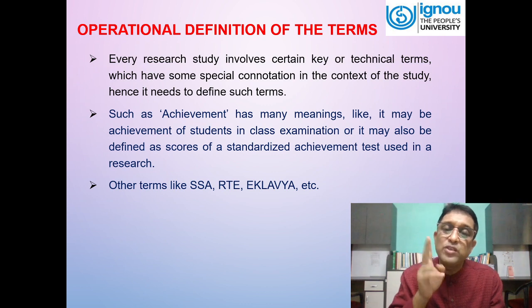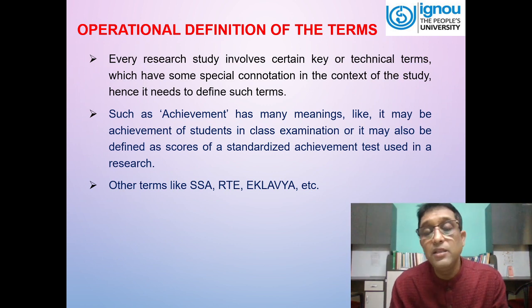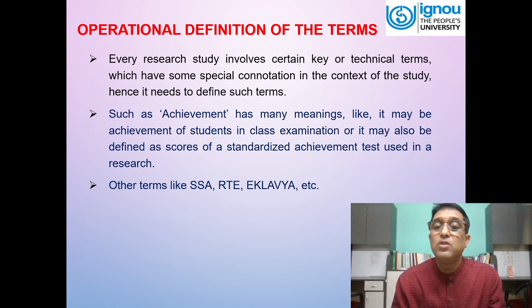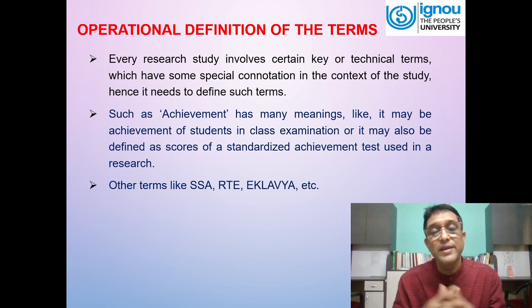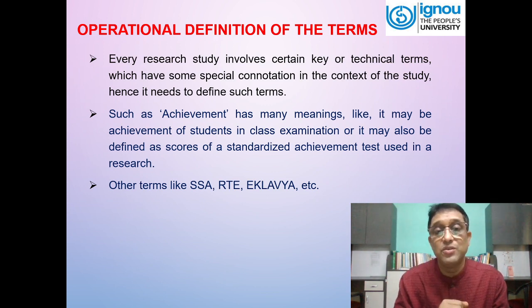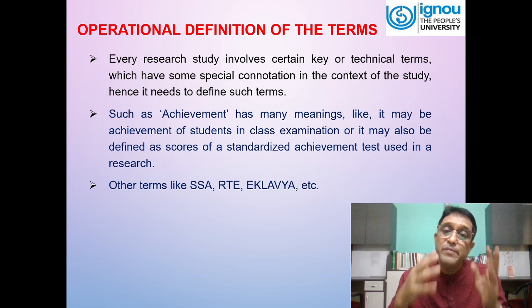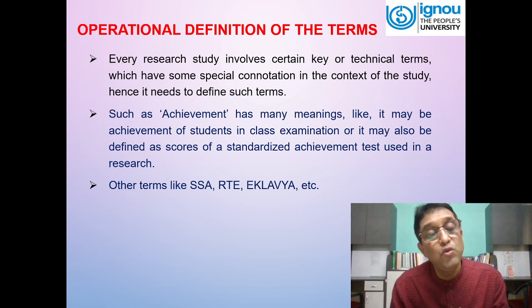So there are two ways to get the achievement score. You can take the achievement score of the students of the class where they are studying. Let the students be studying in class 10th, so the class 10th class examination score you can take. That is also an achievement score. And further, the second way, you can also use a type of achievement test, a standardized test. You have to prepare an achievement test and administer that achievement test on the group of subjects, on the group of students.